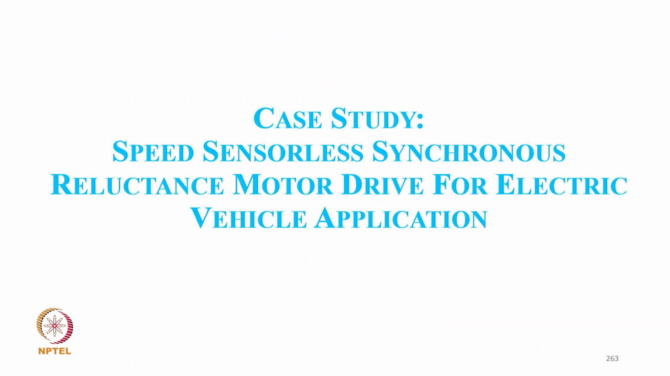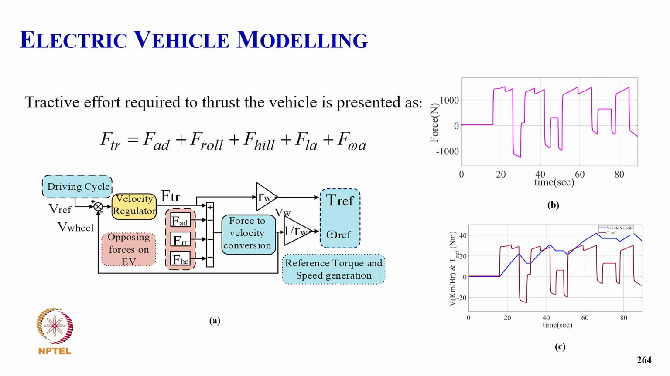Now coming to case study 2 with the speed sensorless synchronous reluctance motor drive for electric vehicle application. So here you can just see the tractive force required for the vehicle is F_TR equal to F_AD plus F_ROL plus F_L plus F_LE and F_W.